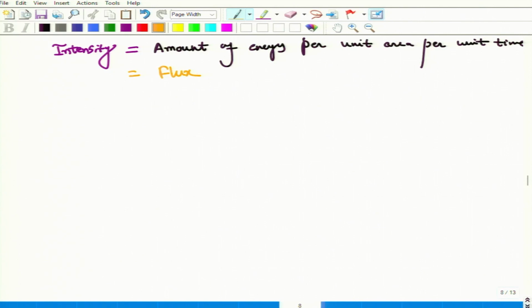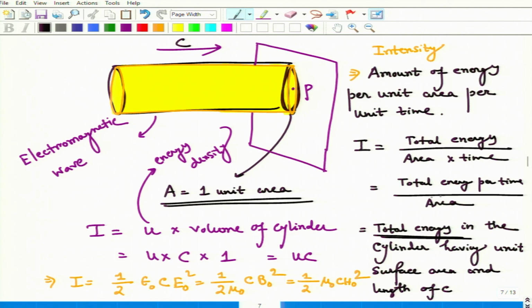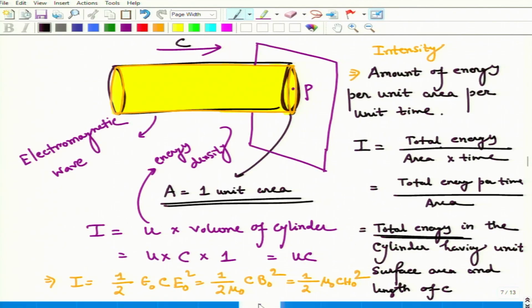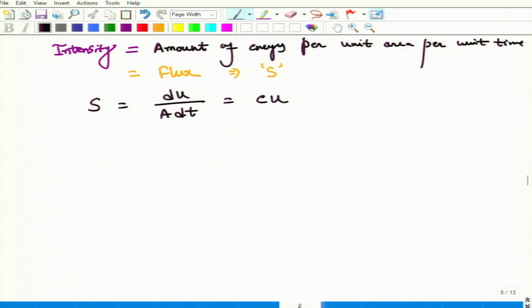So here also we can write it in terms of flux, which is denoted by S. So flux S is du by dA dt. Like total energy divided by area into time, where u is the total energy. So this is the definition of the flux, and it should be equal to u times c, as I derived here.